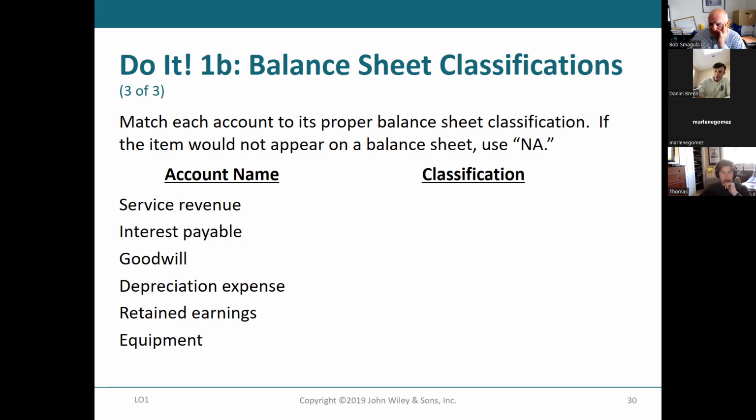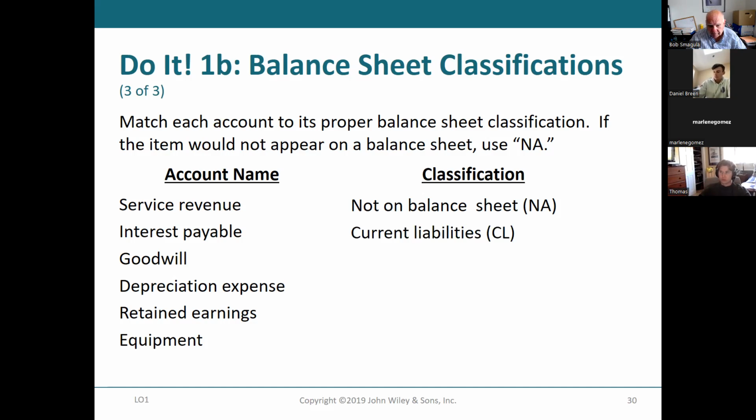Service revenue, that does not go on a balance sheet, huh? That would be on your income statement. Same thing with interest payable, that would be on the balance sheet. Try to keep in mind as we get familiar with some of these concepts, the income statement can be simply summarized as revenues minus expenses. Revenues and expenses, that's all you're ever going to see on your income statement. The assets, the payables, and the equity go on your balance sheet. So interest payable would be on the balance sheet.